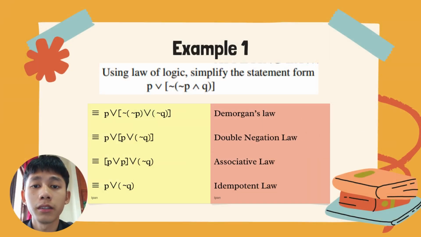Now we apply the laws to the examples. In example 1, we simplify the statement P or negation (P and Q). First, we apply De Morgan's law to remove the negation outside the bracket, which changes AND to OR and negates each part. Next, we use the double negation law to cancel the double negation on P. Then, by the associative law, we regroup the statement. Finally, using the idempotent law, we remove the repeated P. The simplified form is T or negation Q.